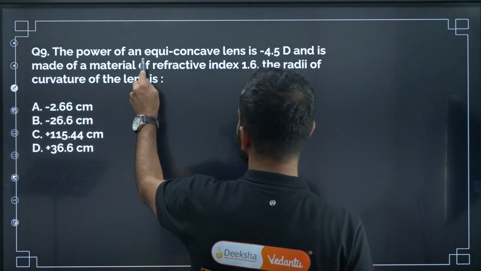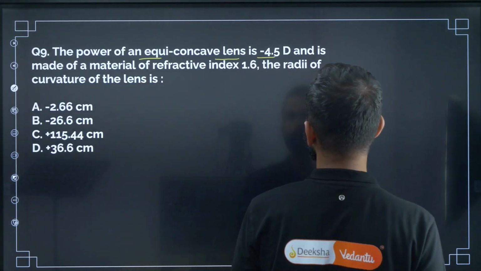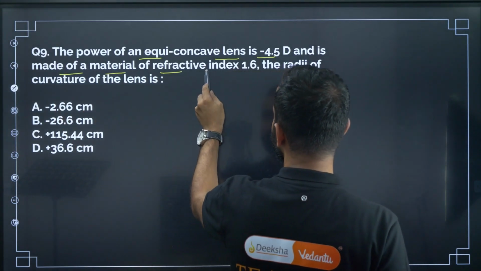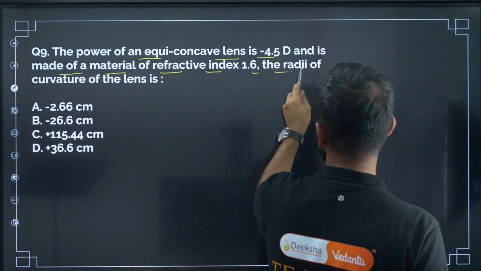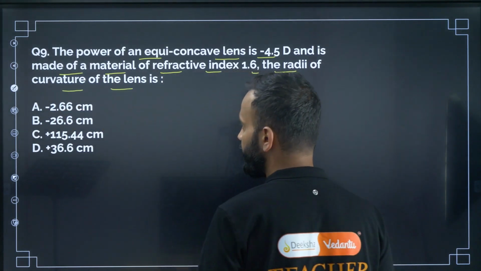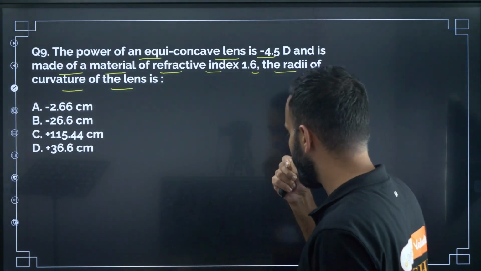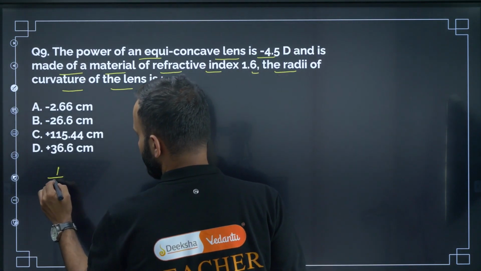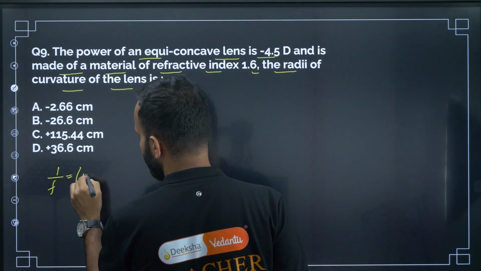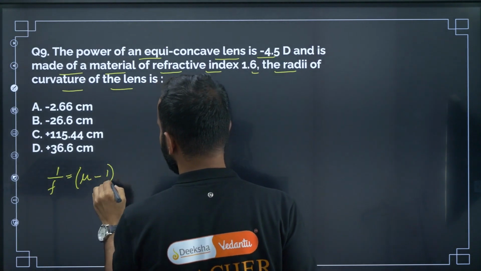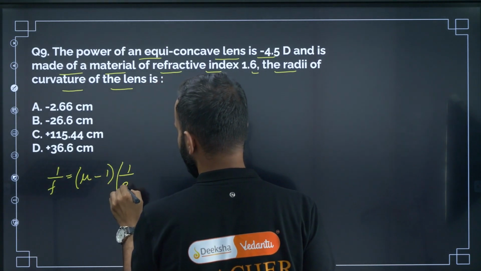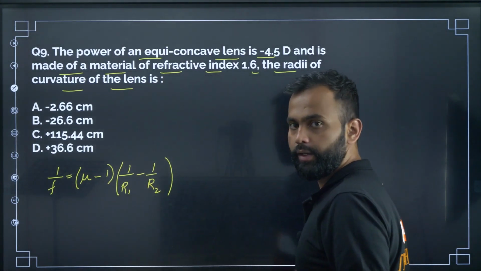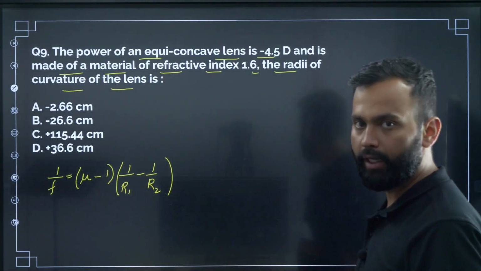Next question, question number 9. The power of an equiconcave lens is minus 4.5 diopter and is made of a material of refractive index 1.6. The radii of curvature of the lens is. So here we have to use lens maker's formula, right? So 1 by f is equal to mu minus 1 into 1 divided by r1 minus 1 divided by r2.